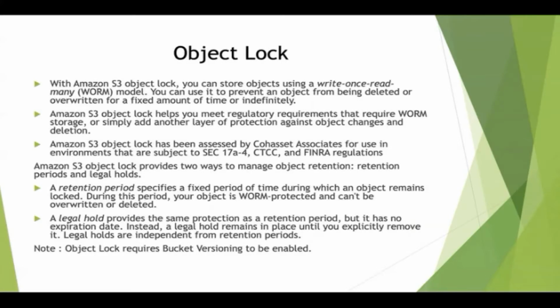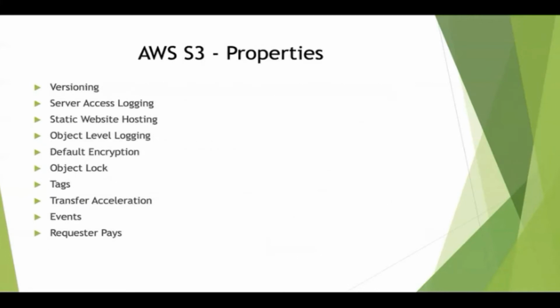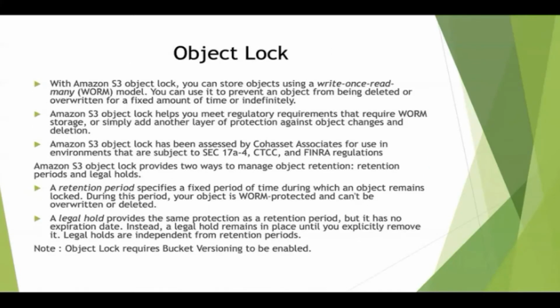So today we are going to concentrate on the other five. The other five properties are object lock, and we will start with object lock, then move on to transfer acceleration. We will look at events. We will also look at requester pays, and then there's one more thing that I'm missing. Yes, we will also look at how tags help us in terms of cost allocation. So we will start off with object lock. AWS brought this recently, I would say probably in the year 2019 only.